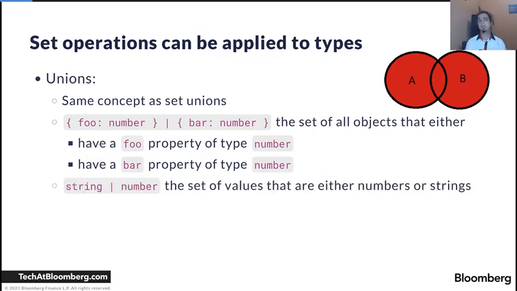Similarly, if we have a union between string and number, this means that we want all values that are either strings or numbers.